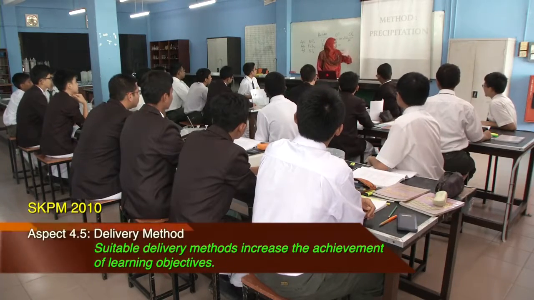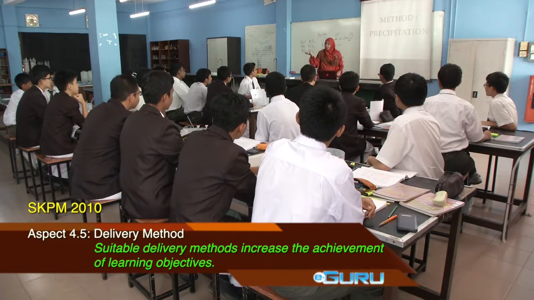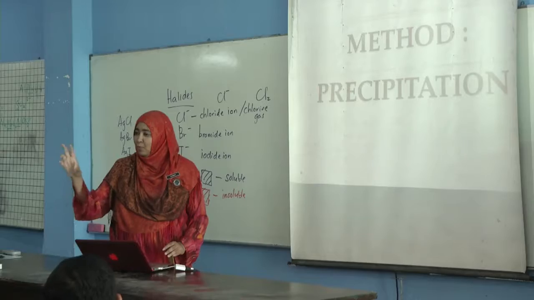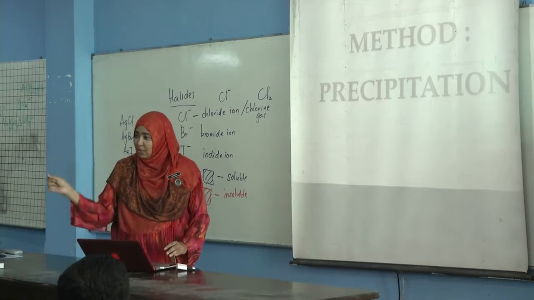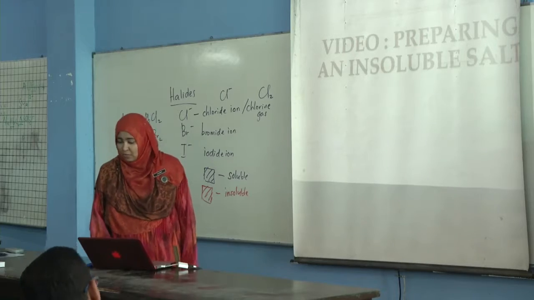Precipitation. Okay, why is it precipitation? Because it's forming an insoluble salt. So a precipitate is formed in the beaker. Then after that you have to filter, and once you filter you will get the precipitate or insoluble salt in the filter paper. Okay, so now I'll show you a video of how to prepare the insoluble salt.